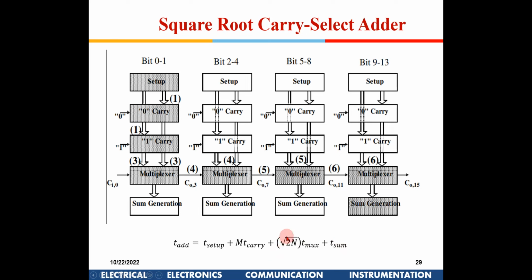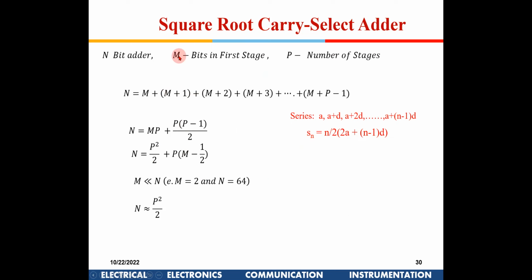And since the total number of vertical stages is square root of 2n, this name comes from there, square root. Now why this square root of 2n? That we will see here. So suppose the first stage has m bits, the next stage will have m plus 1, the next stage will have m plus 2, and total number of stages is p. So the pth stage will have m plus p minus 1 bits.